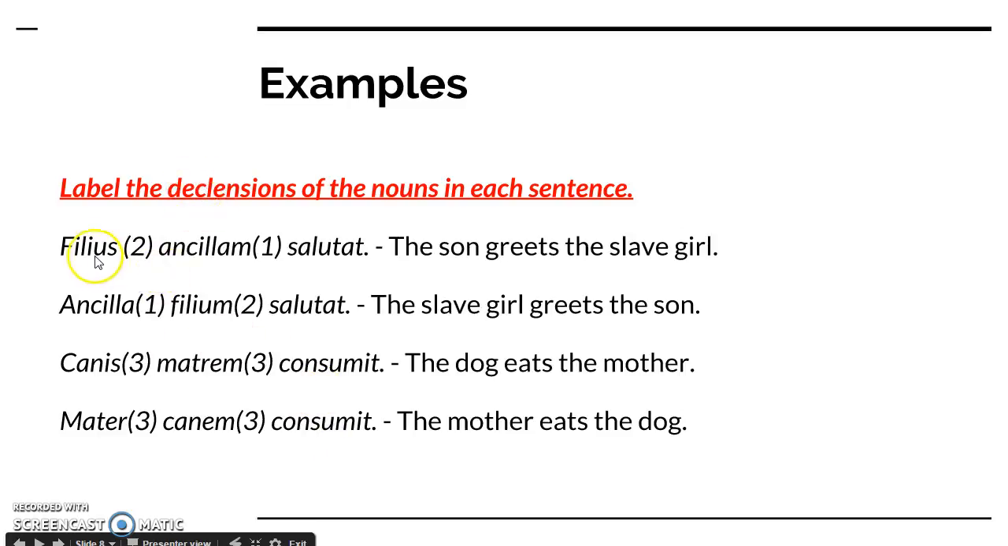Alright, here you go. As you can see, Filius has the US ending, so it's second declension, and ancillam has the AM ending. That puts it in the first declension. Down here has ancilla. Even though the ending's changed, it's still in that pattern of the first declension. Filium has the UM, and so since it's not a US, but it turns into a UM, that's still second declension. Like I said, nouns don't change declension. And down here we have all of our third declension nouns. Canis, and canem, and matrum, and mater, they're all third declension.